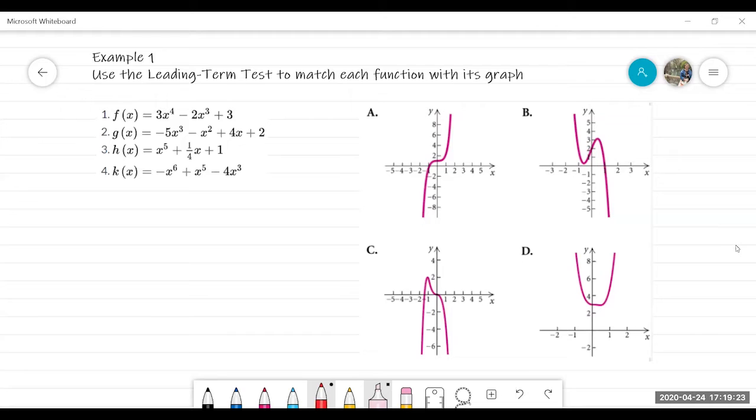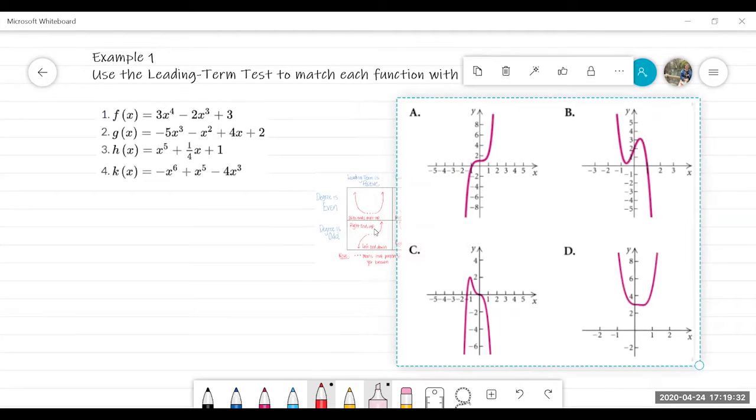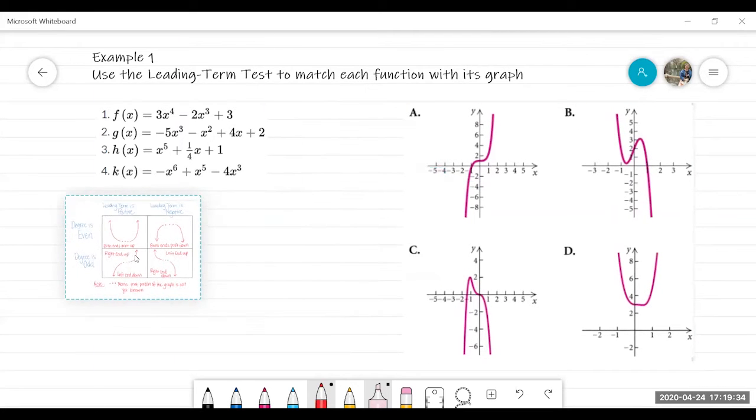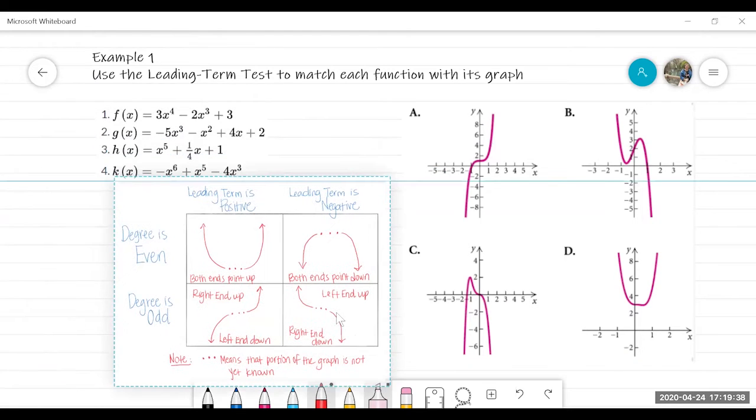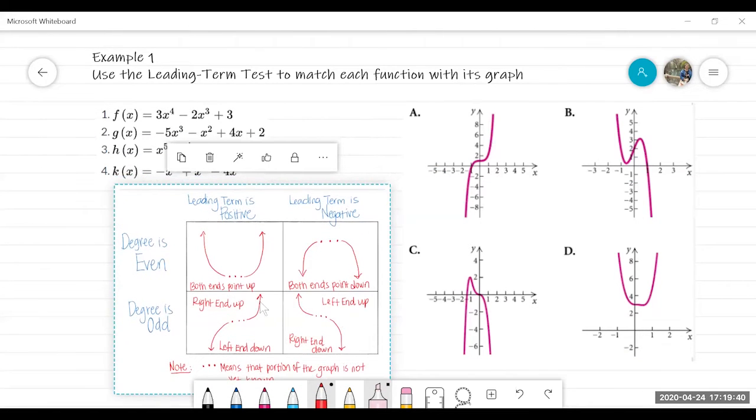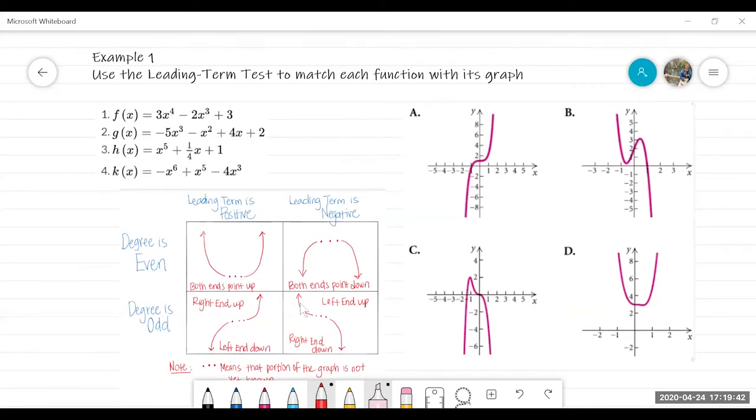It's using the leading term test, and all we're trying to do here is match, right? So I'm actually going to bring in that little image that I had. This is in your notes. It was also at the end of the video about the leading term test. We'll just throw it at the bottom here. So this is our guide, right? We want to use this table to figure out how the functions over here match the graphs on the right. So let's just start with the first one.